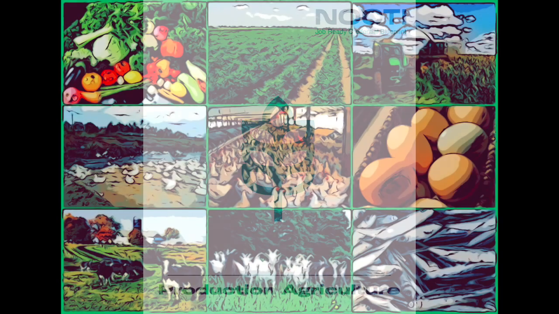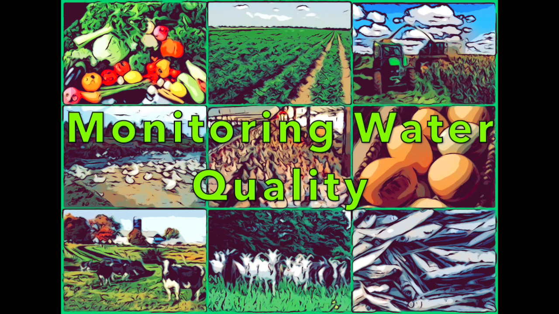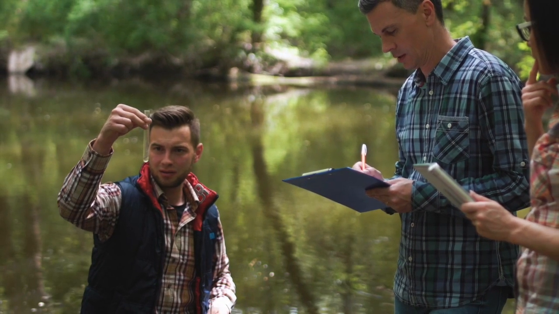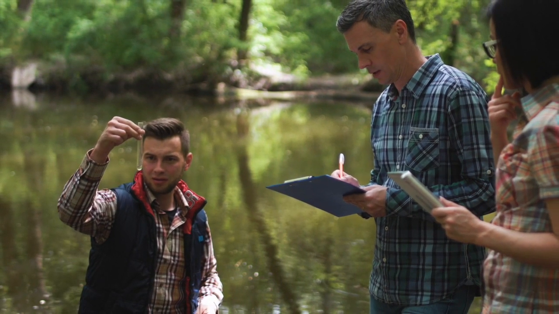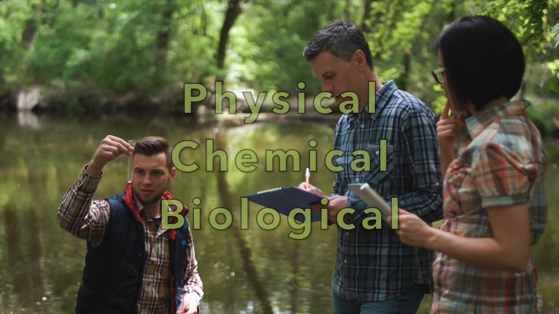This micro-credential deals with renewable energy sources and consists of 5 targeted skills. This targeted skill deals with monitoring water quality. To give an idea of the health of a water sample, water quality can be measured by a number of factors, including the physical, chemical, and biological composition of the water.